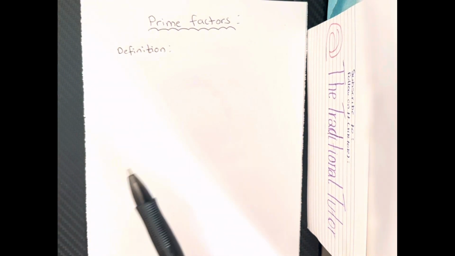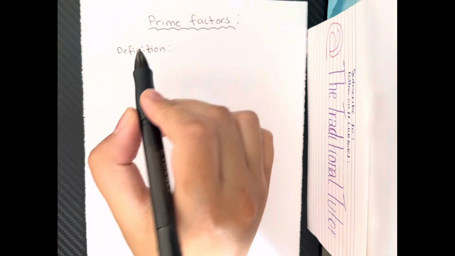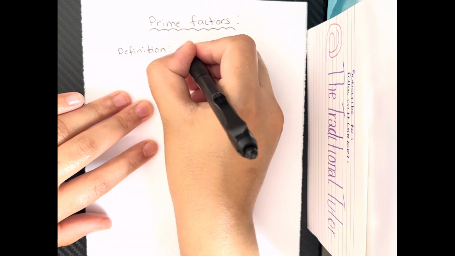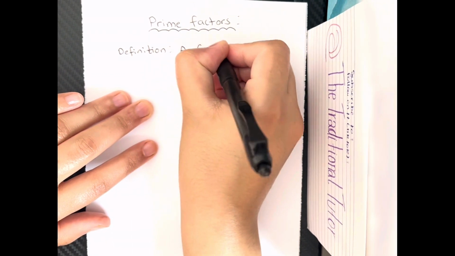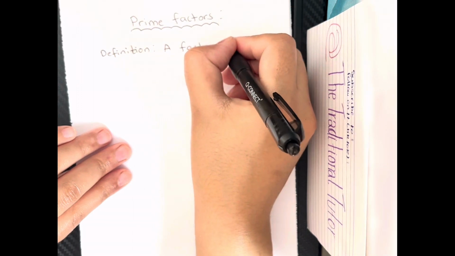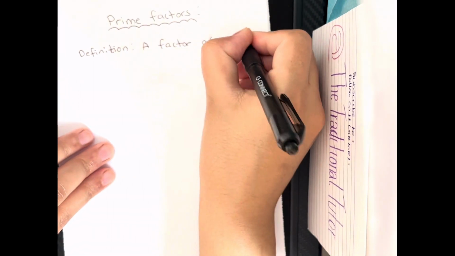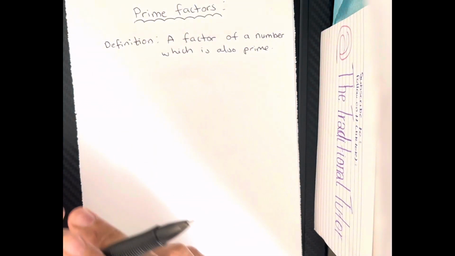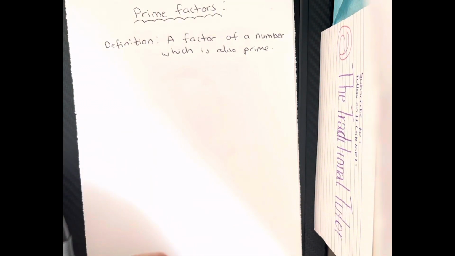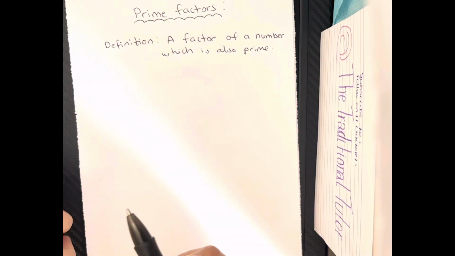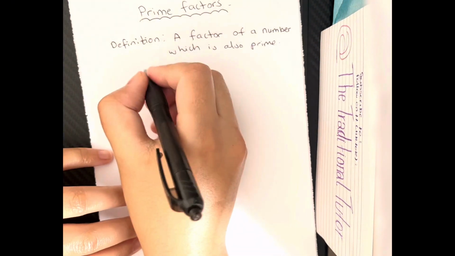Okay, so let's make a start and look at the definition of a prime factor. So a prime factor is basically a factor of a number which is also prime. Now, every number can be expressed as a product of its prime factors, okay? So we'll just take a look at some examples now of how that's done.